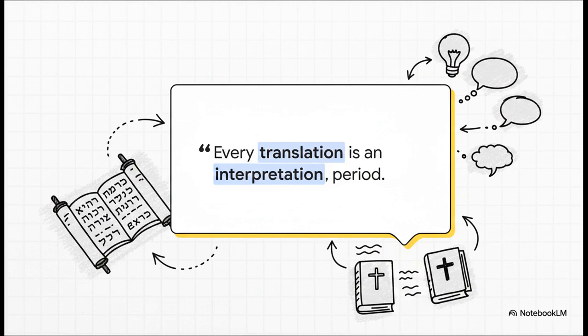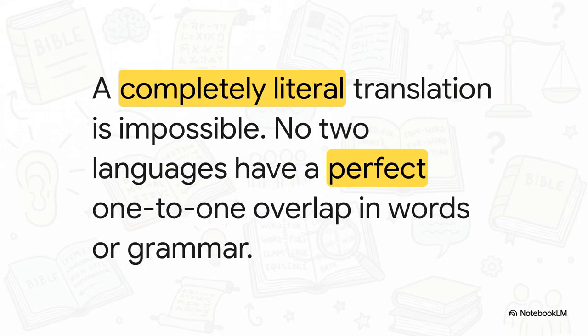Why? Because the translator is always making choices. Deciding which English word is the best fit for a Greek or Hebrew idea is always an interpretation. And that's exactly why this idea of a perfectly literal, word-for-word translation is, well, it's a myth. It's just plain impossible. No two languages line up perfectly. They have different grammar, different idioms, and words that just don't have a one-to-one match. A truly word-for-word translation would just be nonsense.